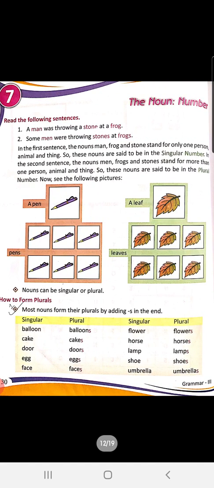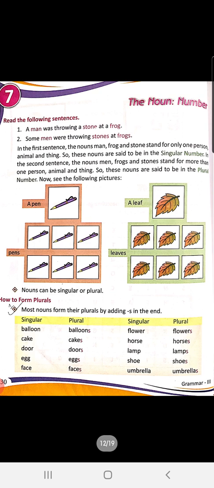Alright. We are going to see the book now. A man was throwing a stone at a frog. Some men were throwing stones at frogs. Man is a noun in which you have to change the spelling, becomes men in plural. Stone becomes stones. Frog becomes frogs. The first sentence is showing you singular nouns. The second one is showing you plural nouns, children.